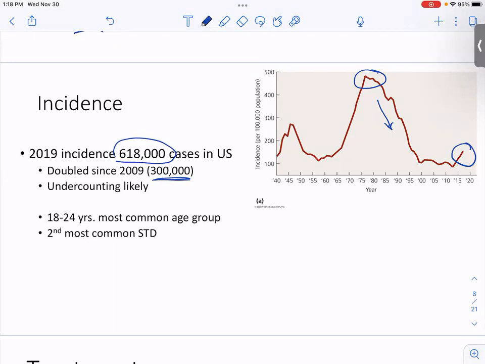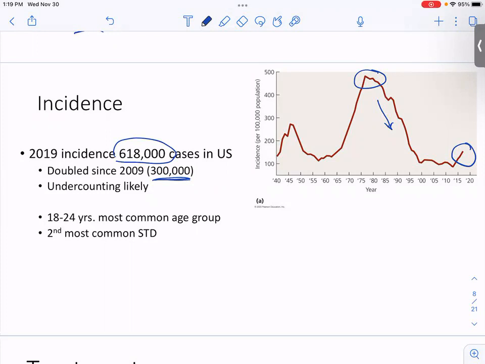Also, one article I read suggested that it's so easy for people to find sexual partners now with all the dating apps that are out there. So who knows, maybe that contributes to it as well. Worldwide, 30 million cases worldwide in 2020.